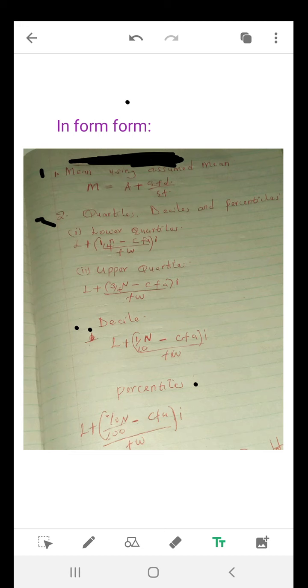F, you know, is frequency. That symbol stands for summation. F stands for frequency, and D stands for deviation. So let's look at what this is that we are calling deviation. We call it the deviation from the assumed mean.